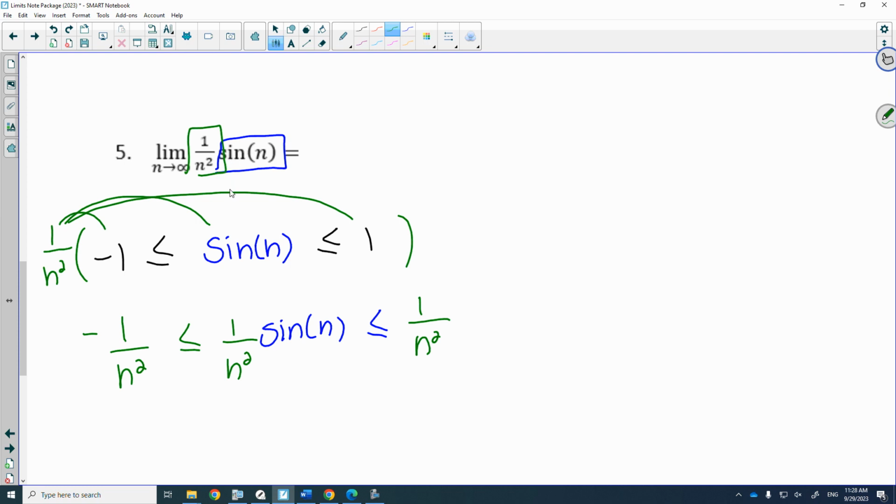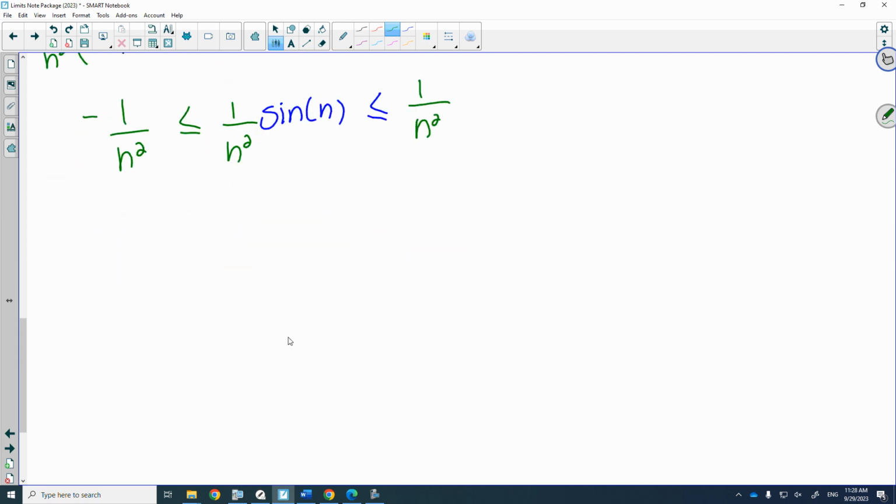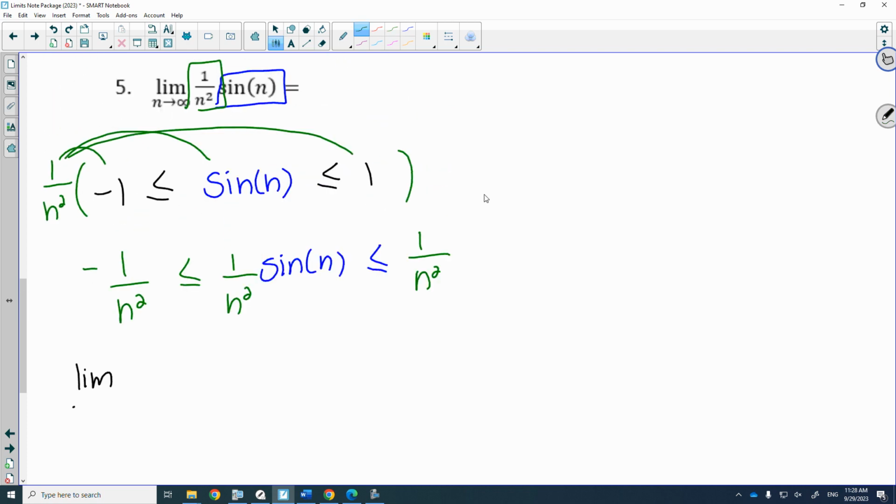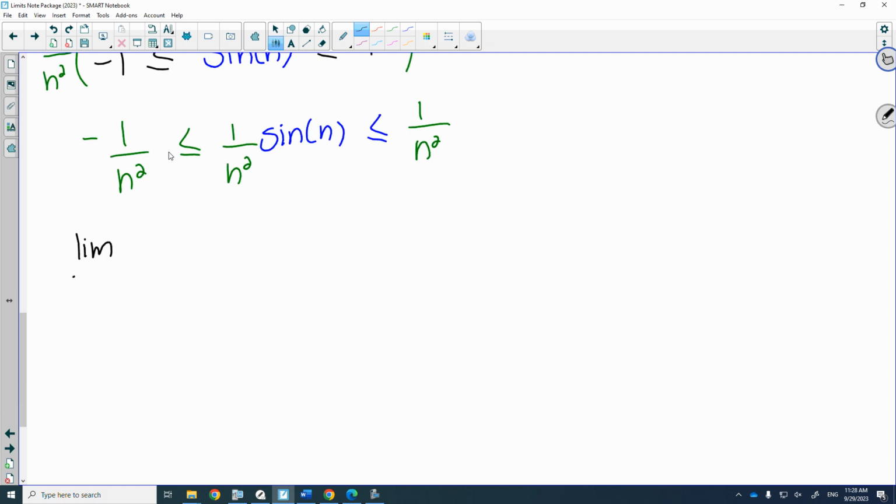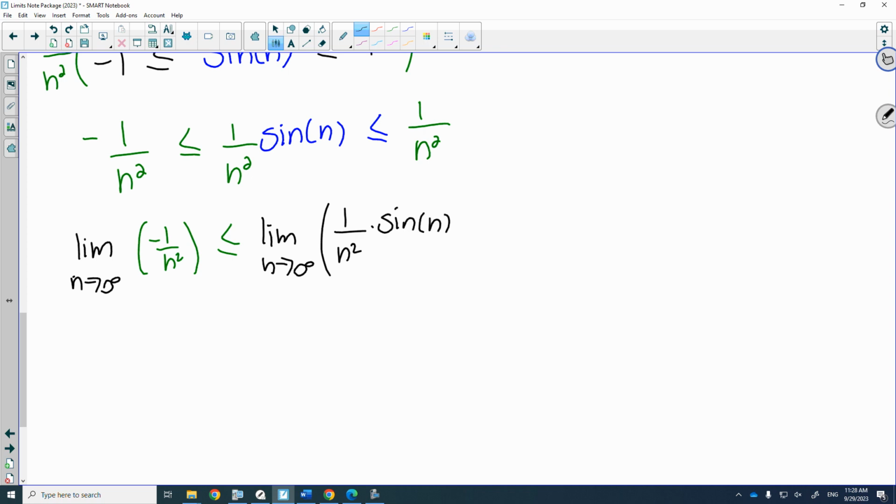So now take the limit of each expression within your inequality. So we've got to take the limit of each. This time we're approaching infinity. So the limit as n approaches infinity of negative 1 over n squared is less than or equal to the limit as n approaches infinity of 1 over n squared sine of n is less than or equal to the limit as n approaches infinity of 1 over n squared.